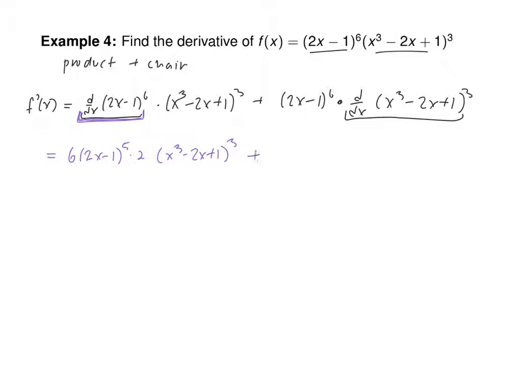Okay, then plus (2x minus 1) to the sixth times 3x cubed minus 2x plus 1. What's its new power? Squared. And what do you multiply that by because of the chain rule? 3x squared minus 2.